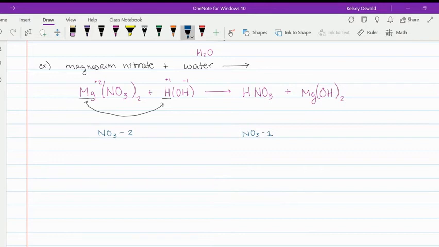So in order for those to balance out, I would have needed to make 2 HNO3s. Okay. When I do that, now I have 2 hydrogens on my product side, and I only have 1 on my reactant side. So if I'm going to make 2 HNO3s, I'm going to need to have started with 2 water. So that gives me 2 hydrogens on my reactant side as well.